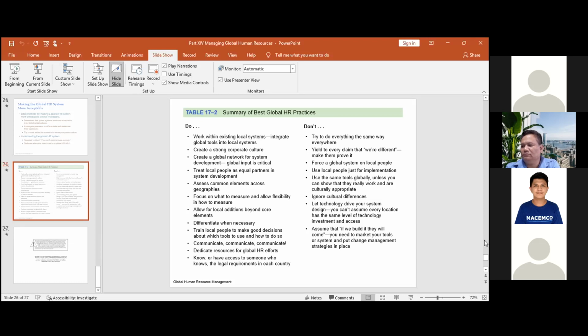You can't assume every location has the same level of technology investment and access. And then lastly, assuming that if we build it, they will come. You need to market your tools or system and put change management strategies in place.